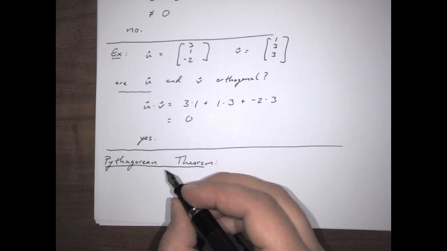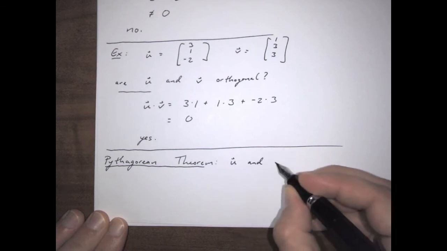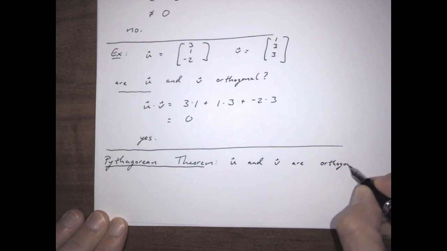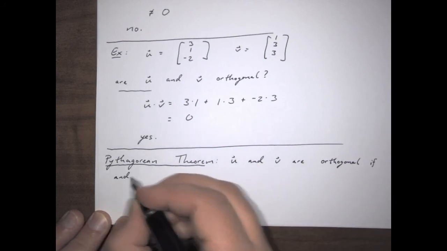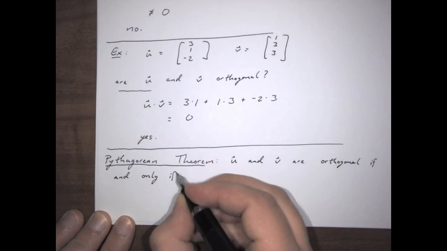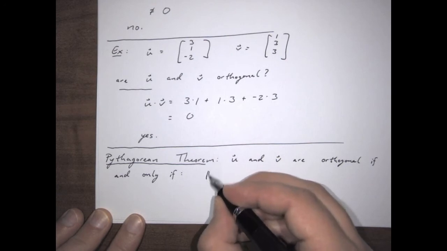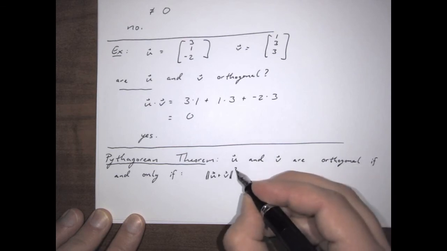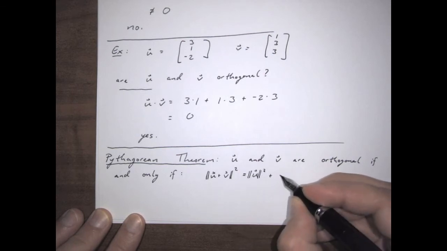So u and v are orthogonal if and only if the magnitude of u plus v squared is equal to the magnitude of u squared plus the magnitude of v squared.